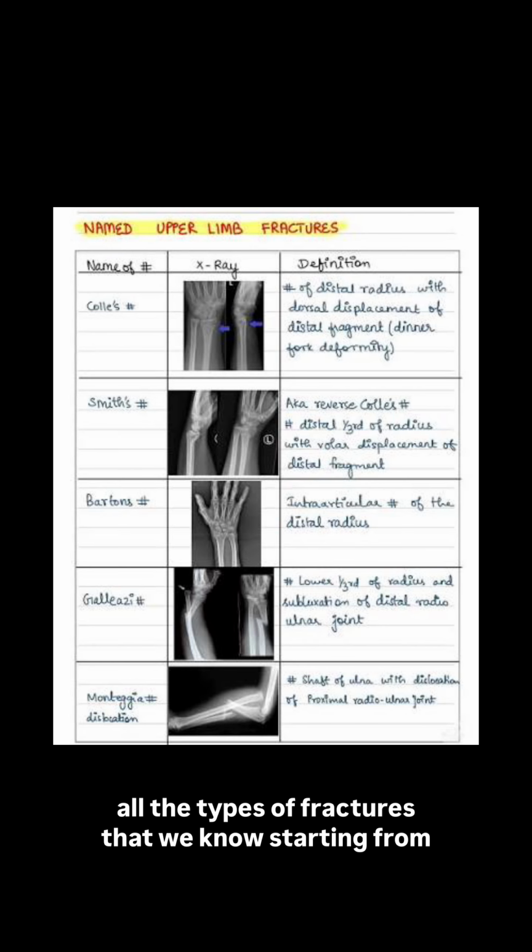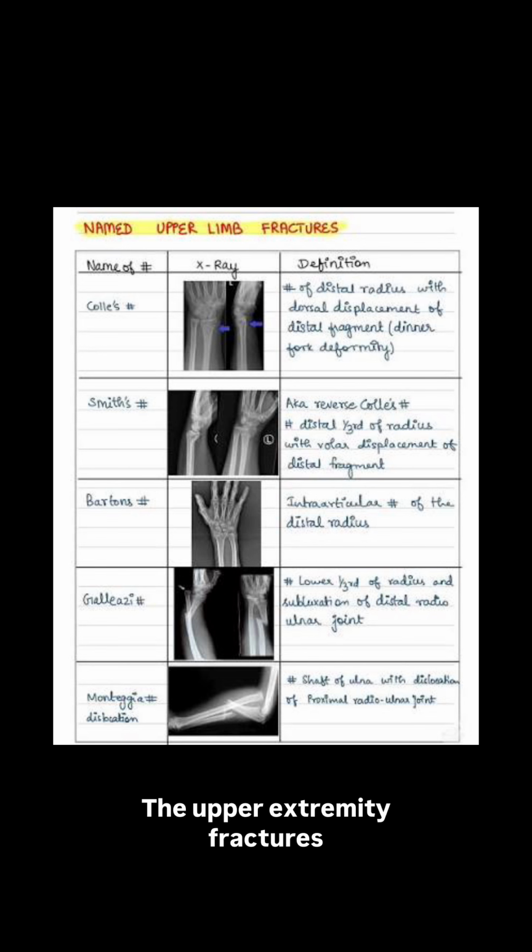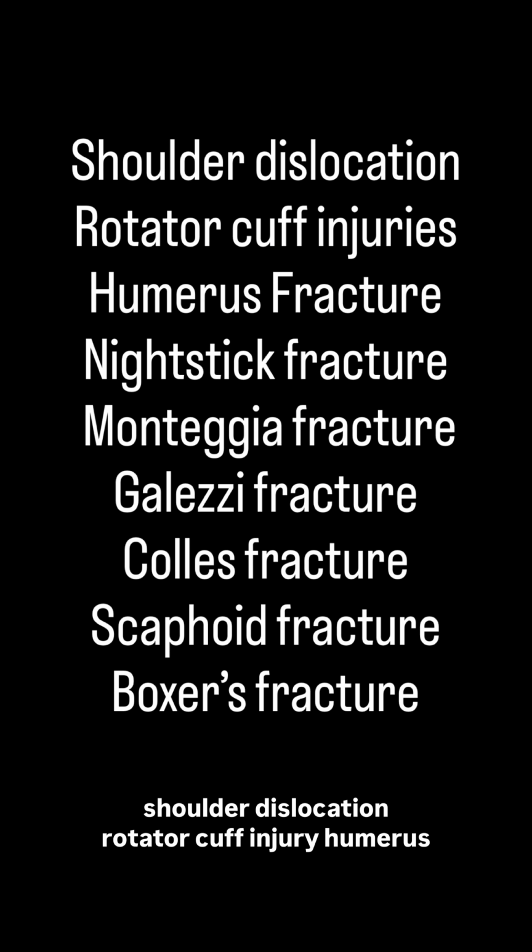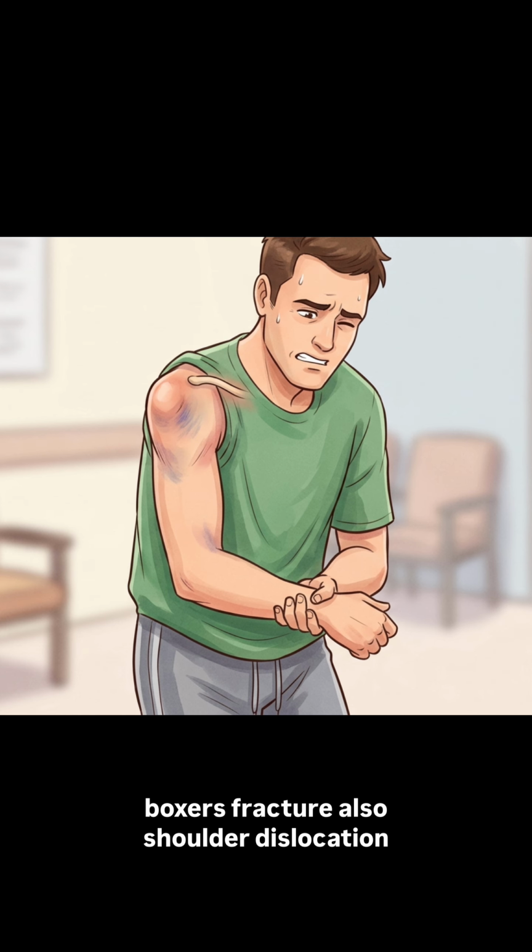Today we are going to talk about all the types of fractures that we know, starting from the upper extremity fractures. Now these are going to be 9 types: shoulder dislocation, rotator cuff injury, humerus fracture, nightstick fracture, Monteggia fracture, Galeazzi fracture, Colles fracture, scaphoid and boxer's fracture also.